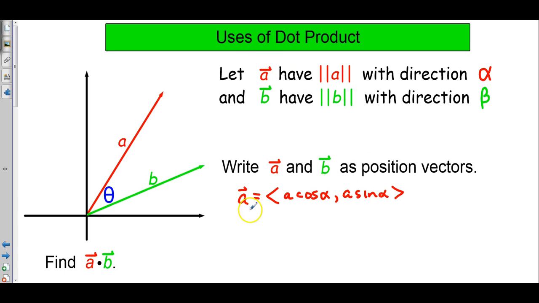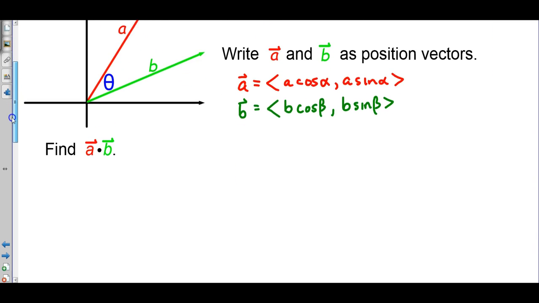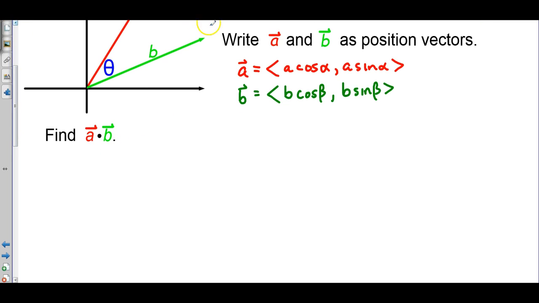So next I want to write B as a position vector, or in component form, however you want to say that. This is going to be the magnitude of B times the cosine of the direction of B, which happens to be beta. And the y component is going to be the magnitude of B times the sine of beta. So we have these two written as position vectors, or in other words, force vectors. And so now we want to go down and find that dot product based on that. So we know that A dot B is just the sum of the products of the x components and the y components. So let's go ahead and write that out.